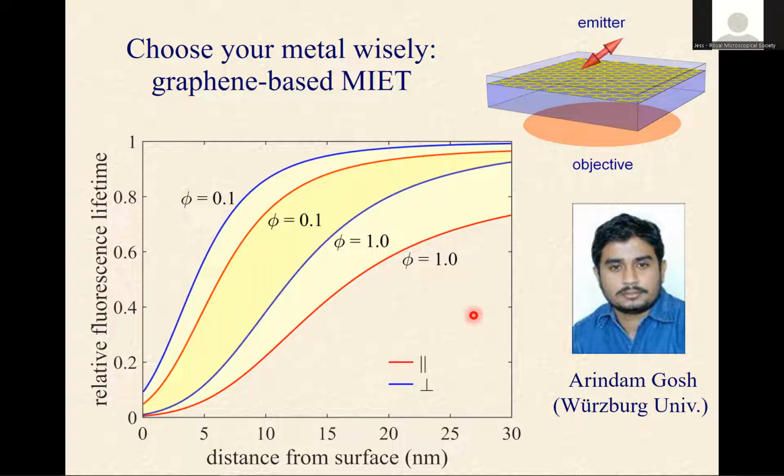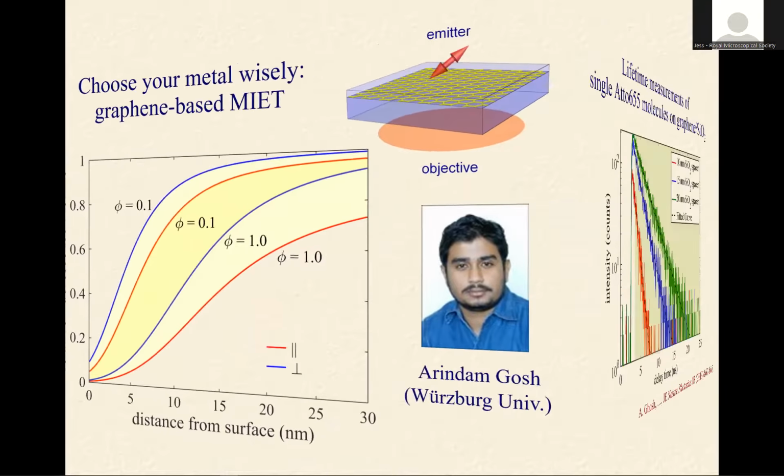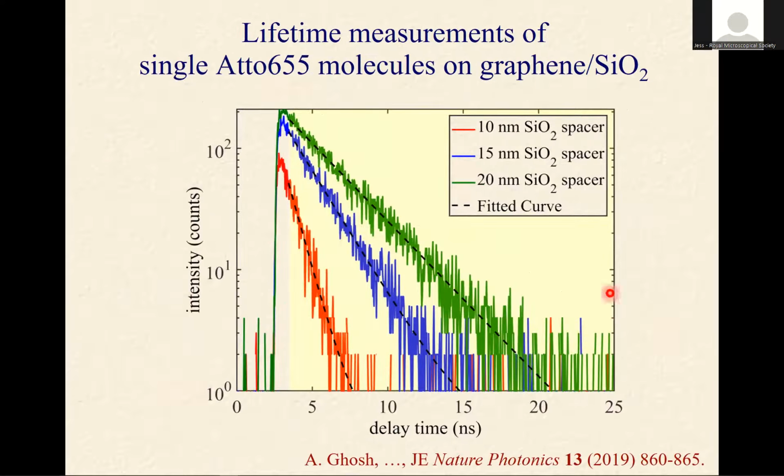Then again, Arindam, who is now a postdoc in Markus Sauer's lab in Würzburg, did a very beautiful experiment. Again, he used these test samples where we have a graphene layer and a spacer, now with much smaller spacer thickness: 10, 15, and 20 nanometers. On top of them are single molecules again. What you see here are fluorescence lifetime measurements for single molecules. That's why they are so noisy. Each of these curves is a single fluorescent molecule on such a substrate.